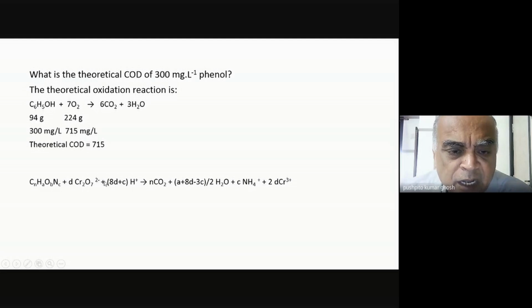Then I can write this equation: how many protons will be required, how much dichromate will be required, and what will be the stoichiometries for each of these, CO2, water, NH4+ and Cr3+, that I've written down over here. So if you get a general compound, then you might be able to work out for that compound what would be the theoretical requirement of dichromate.